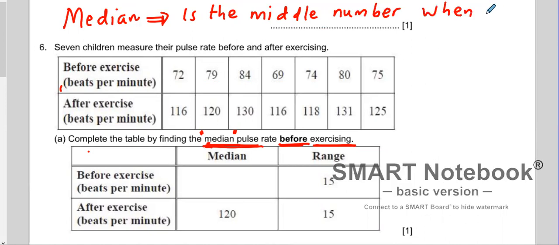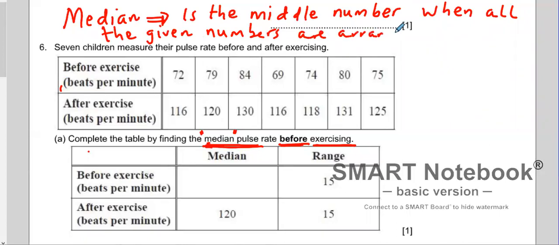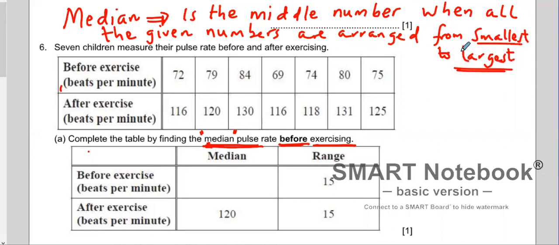But it is the middle number when all the given numbers are arranged in order of size, meaning from smallest to largest. So you have to arrange the given numbers from smallest to largest, and then you pick which number is at the middle.